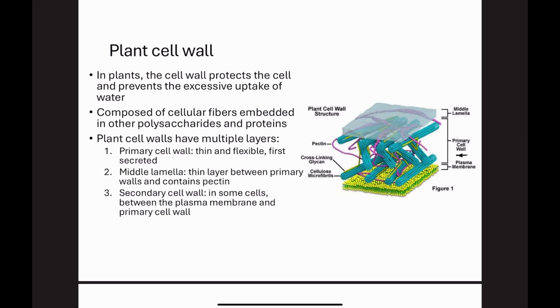And the secondary cell wall is stronger. It's going to form after growth stops. So for example, wood is mostly made up of secondary walls. And some other features of our plant cell walls is that our microtubules are going to guide cellulose deposition, which is going to affect cell growth.